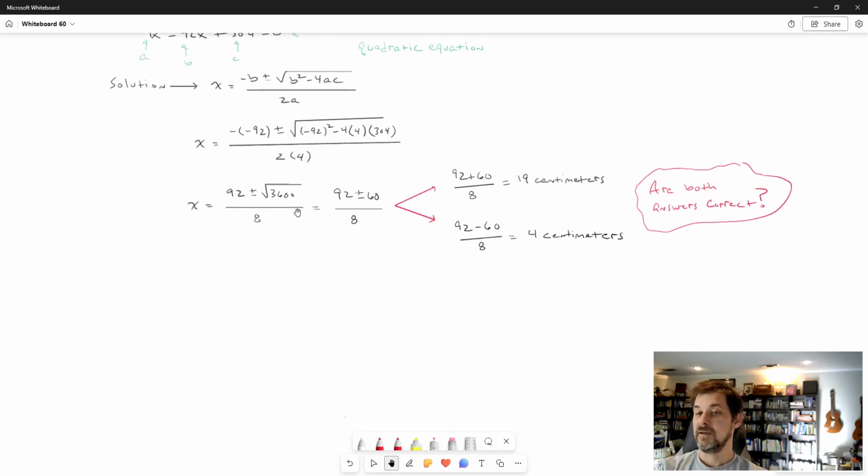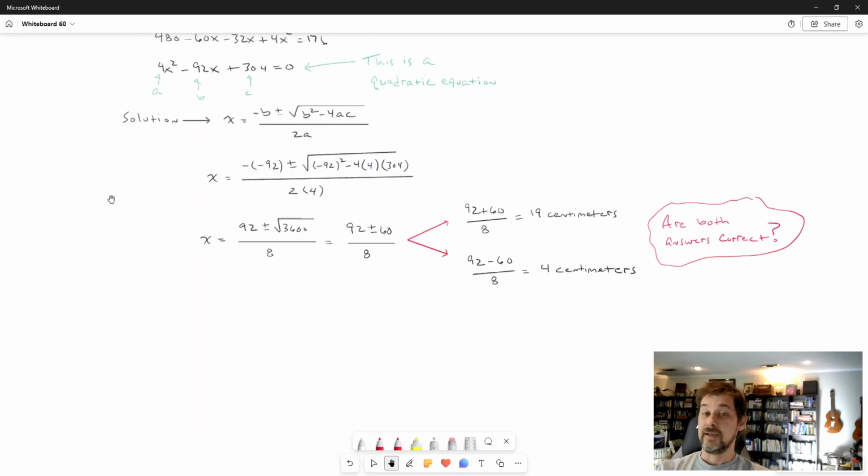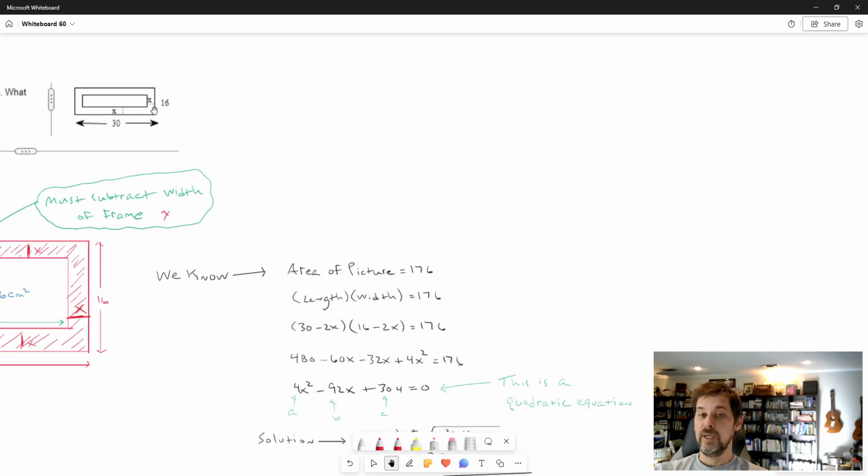And then from there, notice how the quadratic formula says plus or minus. That implies two answers, plus and minus. You do them separately. So when I work all this all the way down to 92 plus or minus 60 over 8, what I mean is that one answer seems to be 92 plus 60 over 8, and the other seems to be 92 minus 60 over 8. Calculating each of those, I get 19 centimeters and 4 centimeters. Okay? So that solves for x being what? The width of the frame. Okay, and that's what the question was asking us.